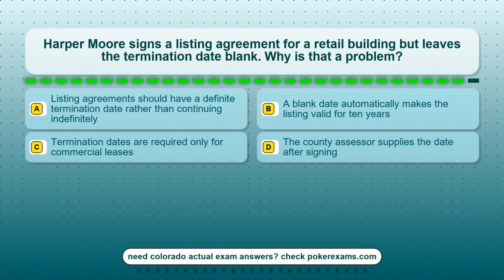Question 13. Harper Moore signs a listing agreement for a retail building but leaves the termination date blank. Why is that a problem? Option A. Listing agreements should have a definite termination date rather than continuing indefinitely. Option B. A blank date automatically makes the listing valid for 10 years. Option C. Termination dates are required only for commercial leases. Option D. The county assessor supplies the date after signing.